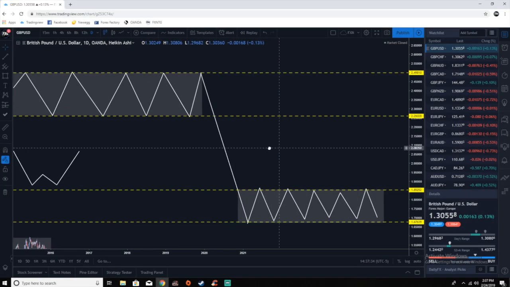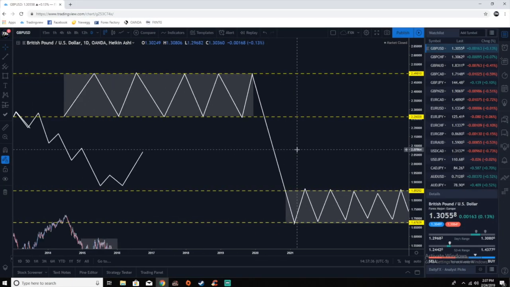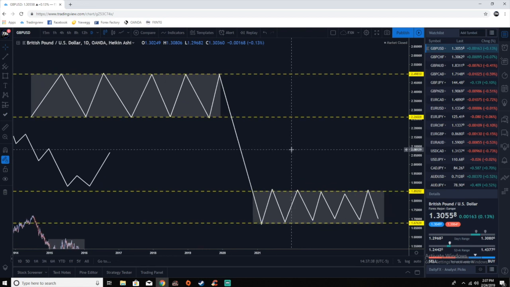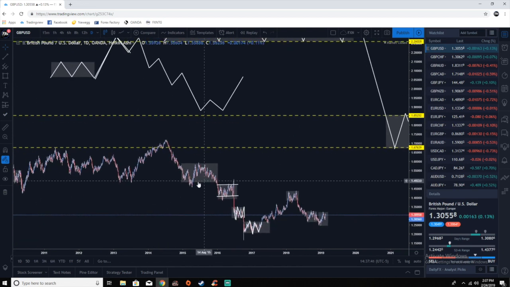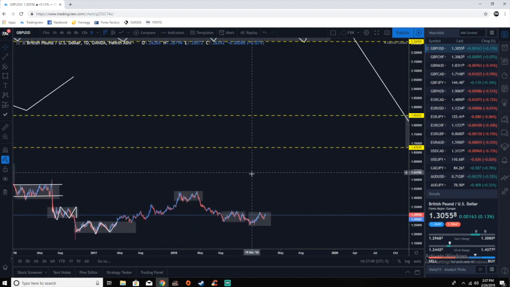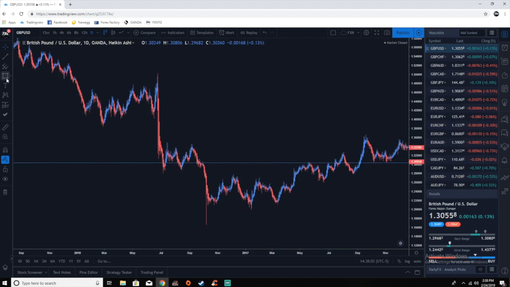Okay, guys, let's do a quick recap here. What's a level? A level is just an area where price is moving back and forth between two specific zones. For example, price moved all the way from here to here, and now it's moving sideways like this. This is a level.